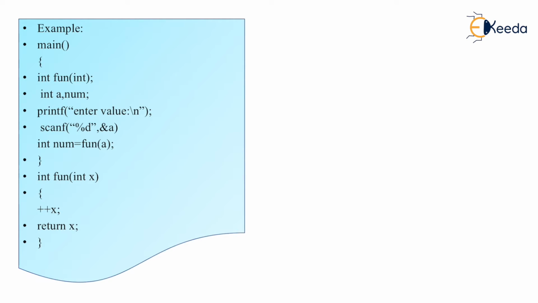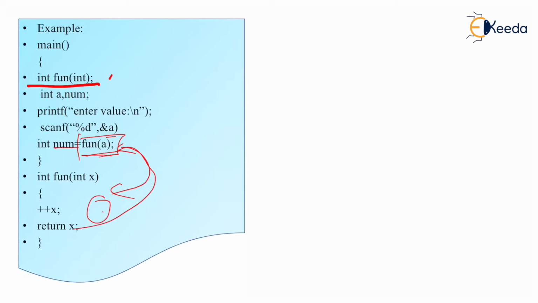See, in this example, they have provided the return type and the argument also. Fine. Then we are accepting the value of a and passing this value of a to fun. When this function gets called, the control comes from here to the function declaration. Whatever the value of a is, it gets incremented and that value is returned to here. Whatever the answer is, it gets stored in num.